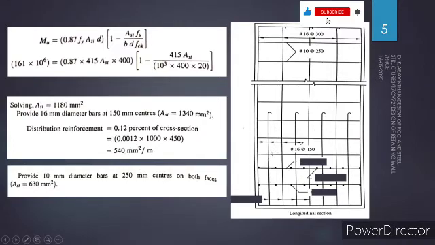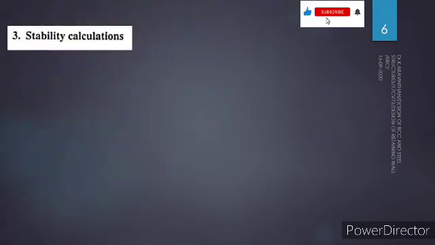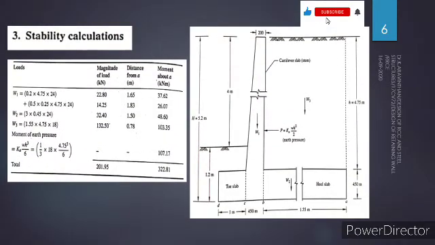You can see that the main bars are provided, and in the top you can see 1 bar is removed. In case of distribution bar, you have to provide from top to bottom of same dia and same spacing. There should not be elimination of distribution bar. Why? Because this is the minimum essential reinforcement. Hence, from the bottom to top, the distribution bar should be 10 mm at 250 center to center. Next, we shall go for stability calculation.